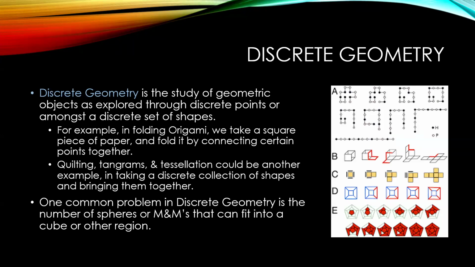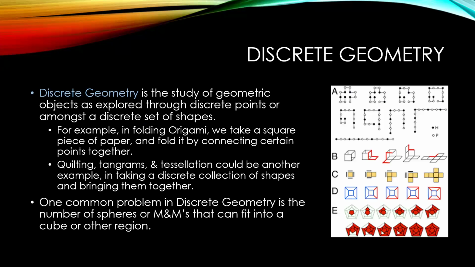There's also discrete geometry, which is the study of geometric objects as explored through discrete points or amongst a discrete set of shapes. For example, in folding origami, we take a square piece of paper and fold it by connecting certain points together. What types of shapes can we get from a folded piece of paper? As a hint, there are a lot. Quilting, tangrams, and tessellations could be another example of taking a discrete collection of shapes and bringing them together.